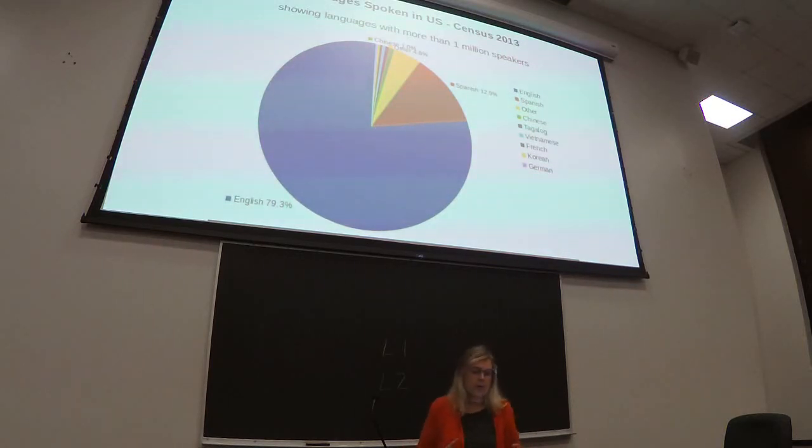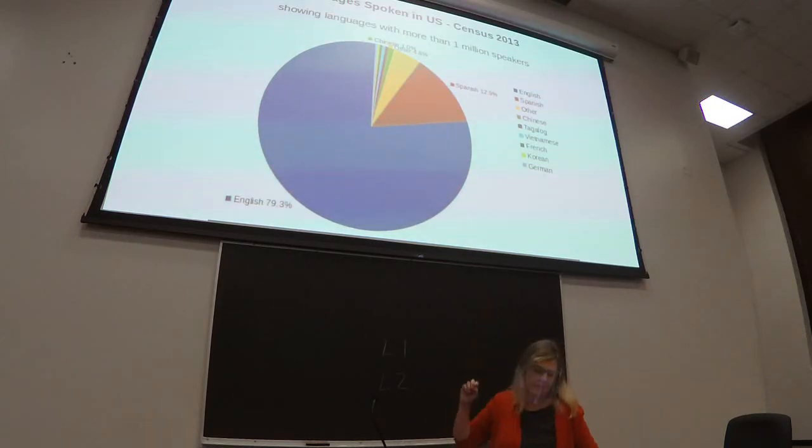Then you always have this other category, because these are groups too small to be listed separately. But then we have speakers of Chinese, Tagalog, Vietnamese, French, Korean, and German. These are the small slices there. So that kind of gives an idea of the language situation here in the US.